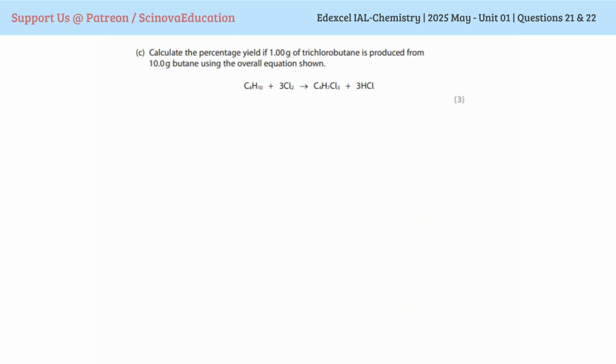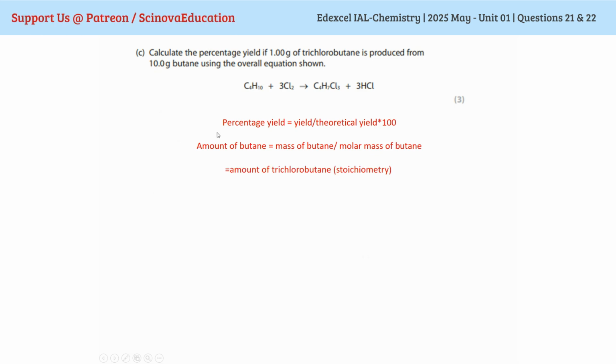Calculate the percentage yield if 1 gram of chlorobutane is produced from 10 grams of butane using overall equation shown. So you can see butane to chlorobutane ratio is 1 to 1. Percentage yield, we know it is equal to yield divided by theoretical yield into 100. And the amount of butane can be calculated using mass of butane divided by molar mass of butane. Mass of butane is 10 grams.